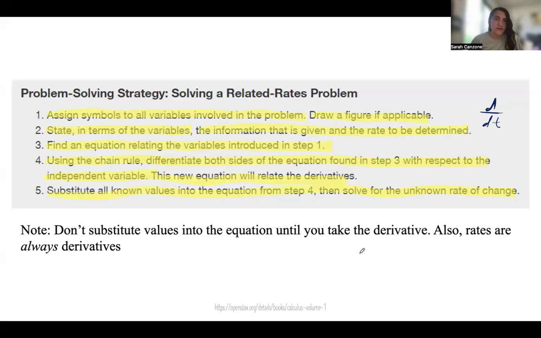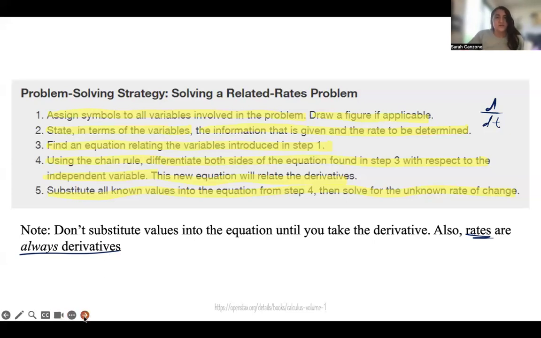And so make sure you're not plugging anything in until after you take all of your derivatives. Unless it specifies this thing stays constant the entire time, we're not going to plug anything in. And if you ever see the word rate, just remember that is your derivative function. If you're told here's some value, that's probably just going to be a regular old value. If you're told it's happening at a rate, or even if they don't say the word rate and they say it's changing at 10 feet per second, that is just a rate. So make sure that is going to be a derivative when you plug it in.